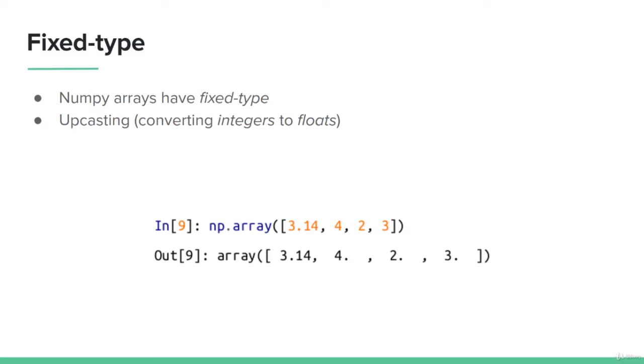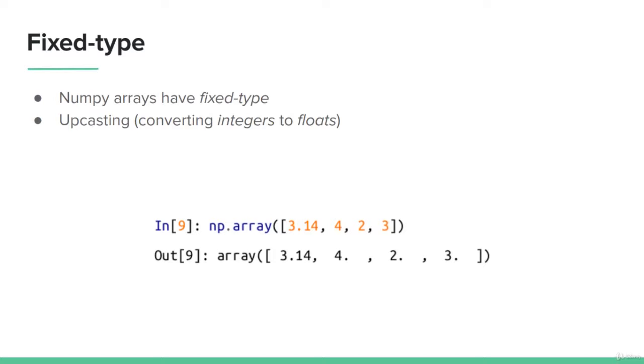We have discussed that NumPy arrays have a fixed type. The thing about NumPy arrays is that unlike lists, we cannot have different data types in the same array. If we try to do something like that, NumPy will automatically upcast all the remaining integers to floats. So let's look at this. If we want to initialize a NumPy array with the first value as 3.14 and the rest of them as 4, 2, 3, you can see that 3 values are integers and 1 is a float, which is illegal in NumPy.